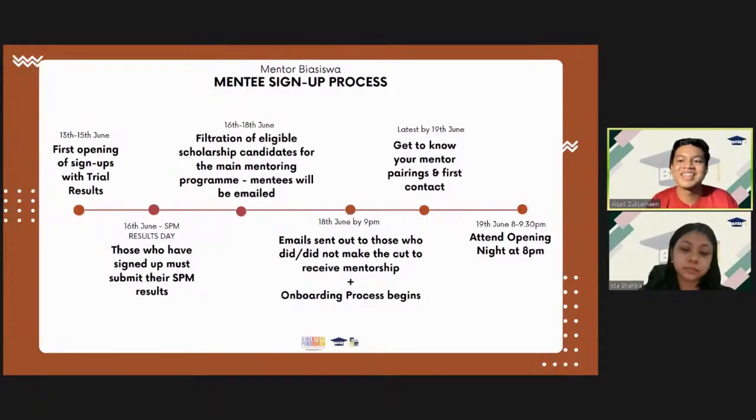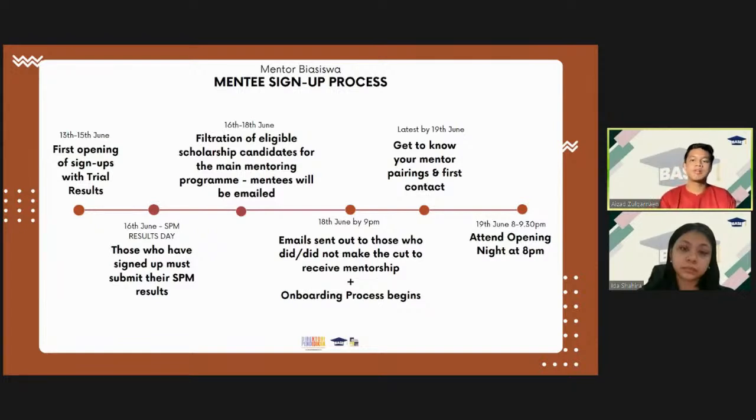So this is the mentee sign-up process. We already started from 13th June up until 15th June. That is when we opened up registration using SPM trials results. And since yesterday was SPM results day, we are starting to collect SPM results for those who already applied, because like I said before, it will be used to filter out all the applicants.